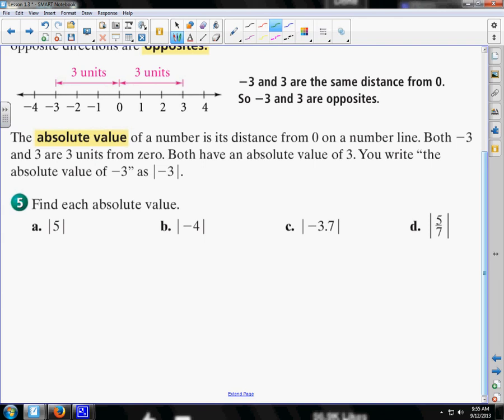All right, the absolute value of 5 is 5 because it's 5 steps from 0 on a number line. -4 is 4 because it's 4 steps from 0. The absolute value of -3.7 is just 3.7 because it's 3.7 units from 0. And this is 5/7. Very simple.